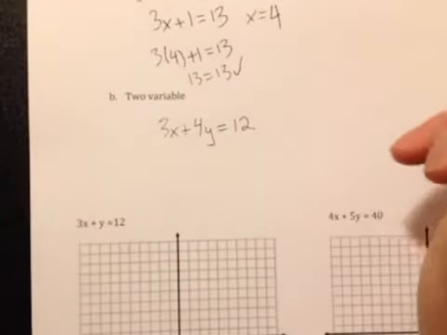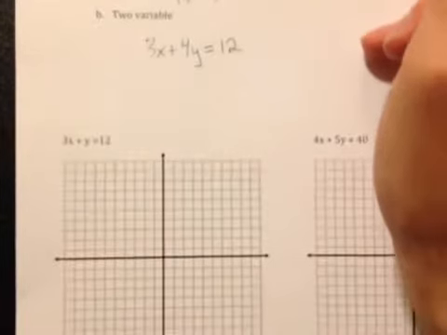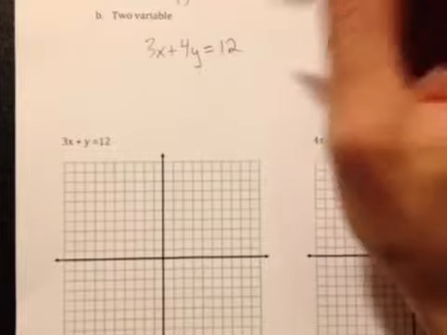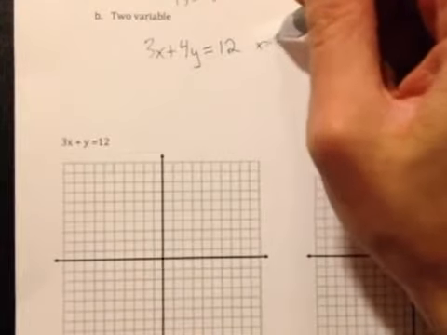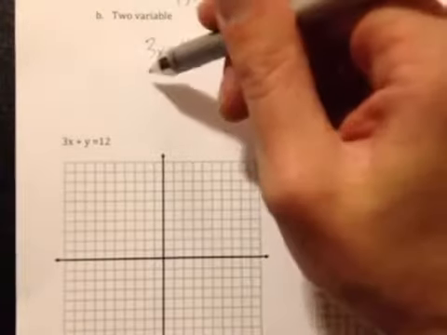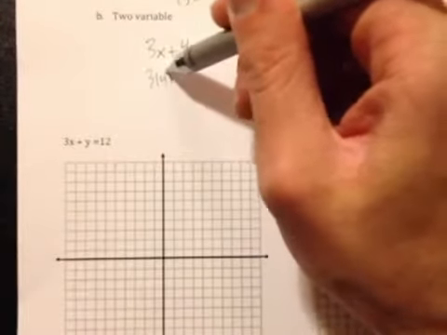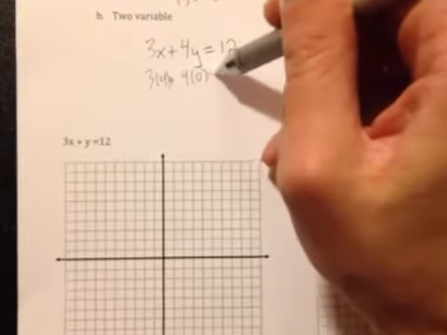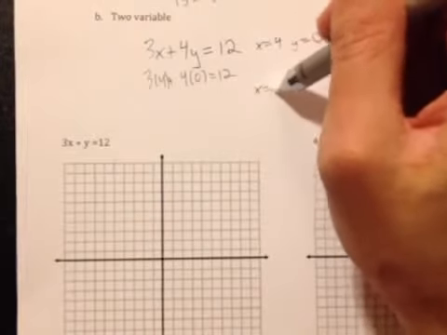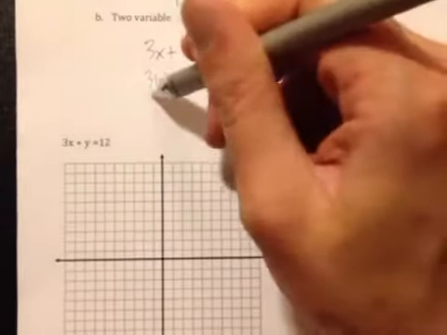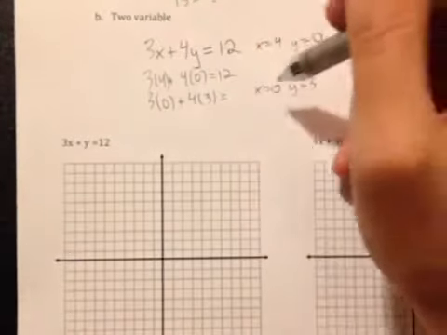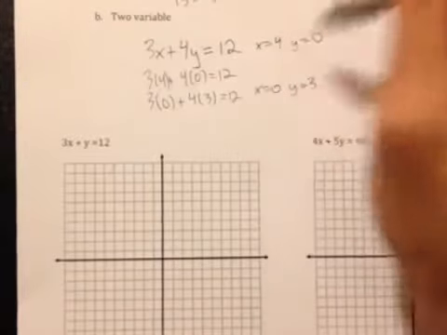The situation is this: there is more than one set of x and y values that could be a solution to this particular equation. For example, we could get x equals 4 and y equals 0 as a possible solution, because 3 times 4 plus 4 times 0 is equal to 12. We could also find that x is equal to 0, y is equal to 3 is a solution for the exact same reason. There are, as it turns out, an infinite number of solutions.